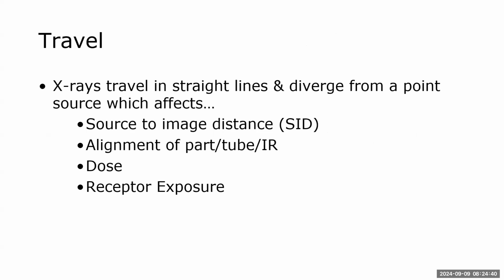They do travel in straight lines, and they do diverge from a point source, which affects our source to image distance, the alignment of the part to the IR, the patient's dose, and receptor exposure. Patient dose and receptor exposure are two different things. They're similar, but patient dose, of course, is how much radiation the patient is actually getting. Receptor exposure is how much dose the receptor is getting. That's the amount that has made it through the patient and actually interacted with the IR.